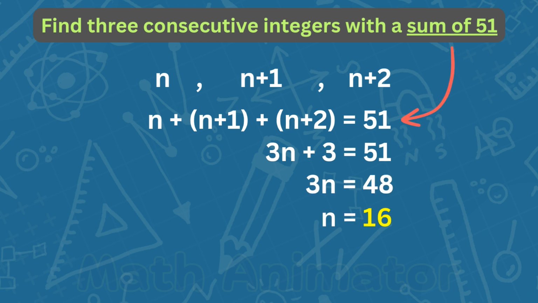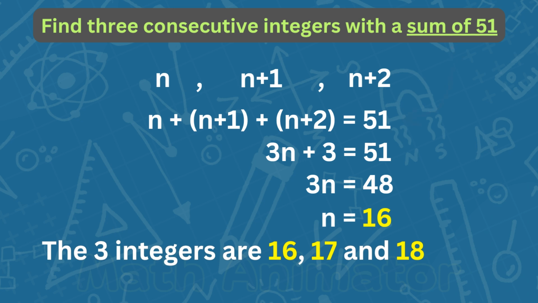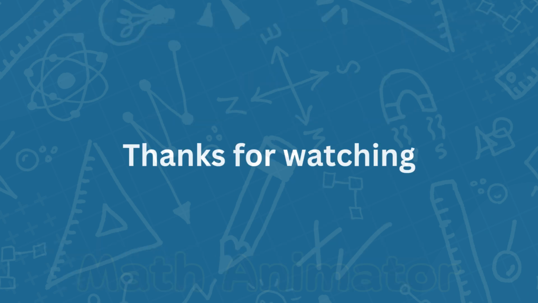After simplifying the equation, we find n equals 16. Thus, the three integers are 16, 17, and 18. We should verify the solution by checking the sum. 16 plus 17 plus 18 equals 51. Now, we can confirm the solution is correct. The three consecutive integers are 16, 17, and 18.